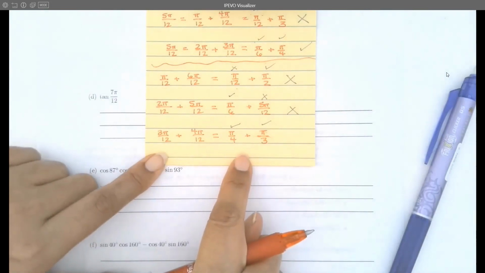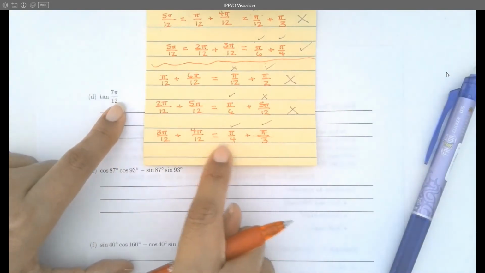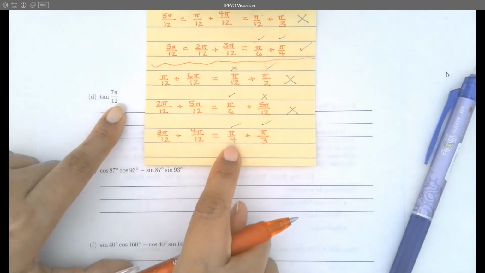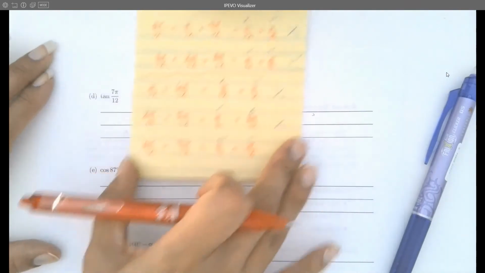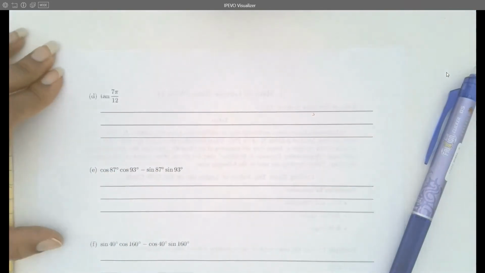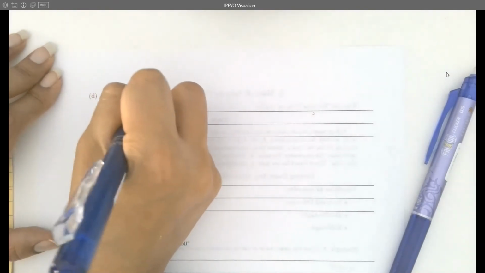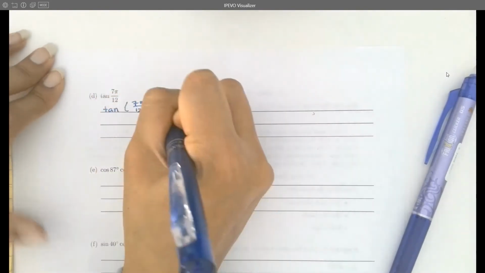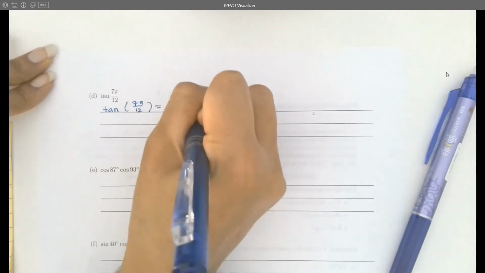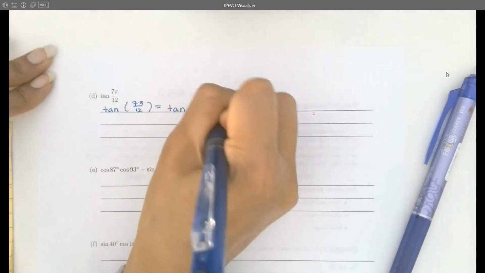That means that we can write down 7 pi over 12 as a sum of pi over 4 plus pi over 3. And so we'll write it here. Tangent of 7 pi over 12 is the same as tangent of pi over 4 plus pi over 3.